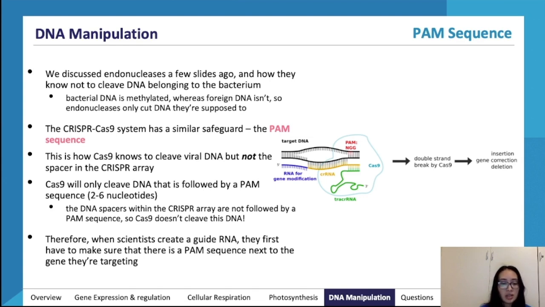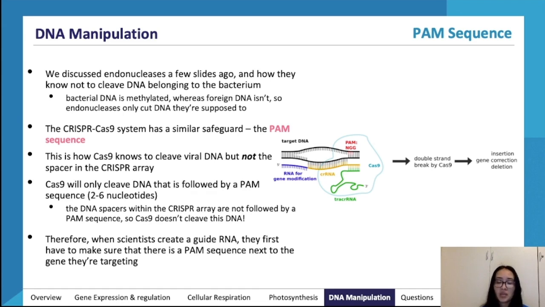So the DNA spacers within the CRISPR array are not followed by a PAM sequence, so Cas9 doesn't cleave this DNA, right? It has to be followed by a PAM. Therefore, when we're in the lab and designing our own guide RNA, scientists first have to make sure that there is a PAM sequence next to the gene that they are targeting. So you can specifically design guide RNAs, but you need to make sure there's a PAM sequence there.